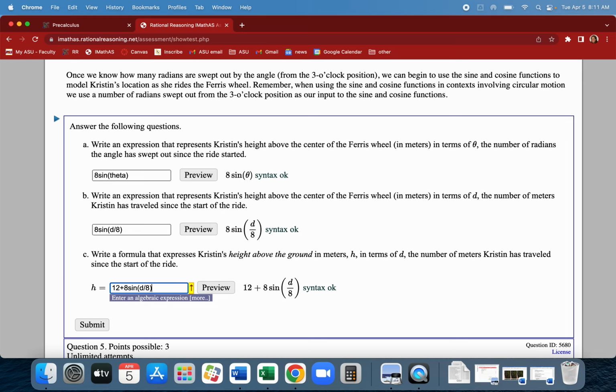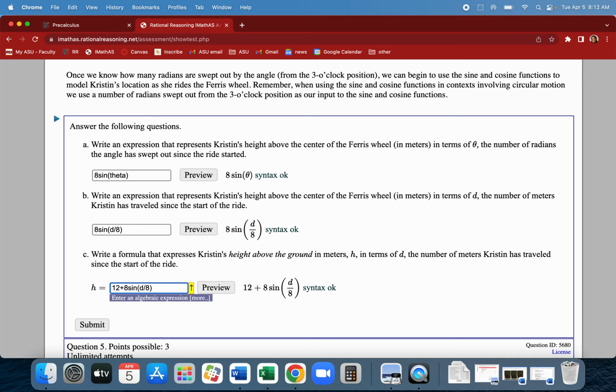Now, if the center of the Ferris wheel is 12 meters above the ground, then I'm going to go above and below that, so that after she's gone all the way around, 2 pi radians, she's back to that 12. But she hits that 12 meters above the ground at the beginning, measuring from the 3 o'clock position, halfway around from there, back to where she started.